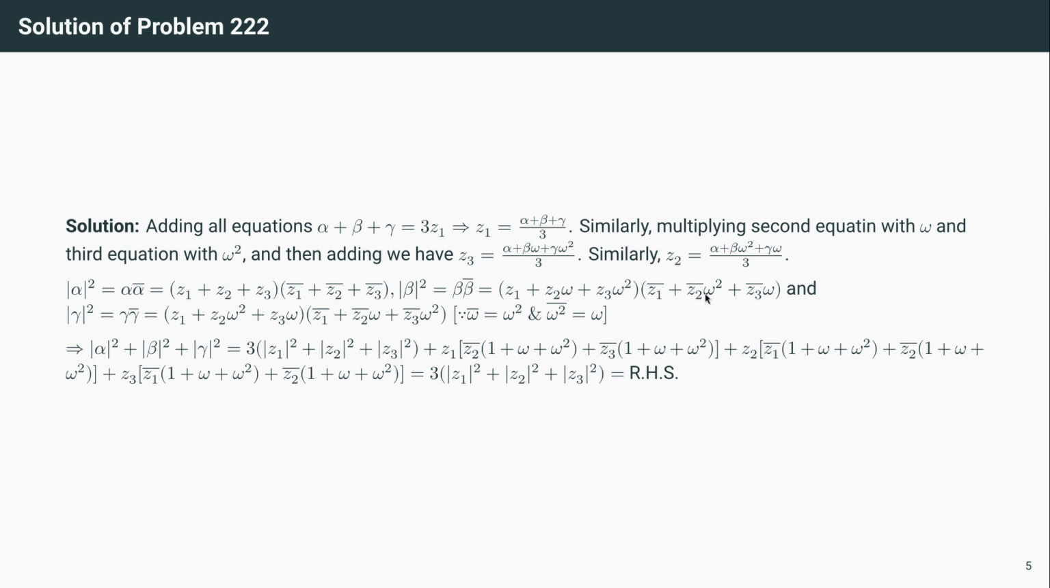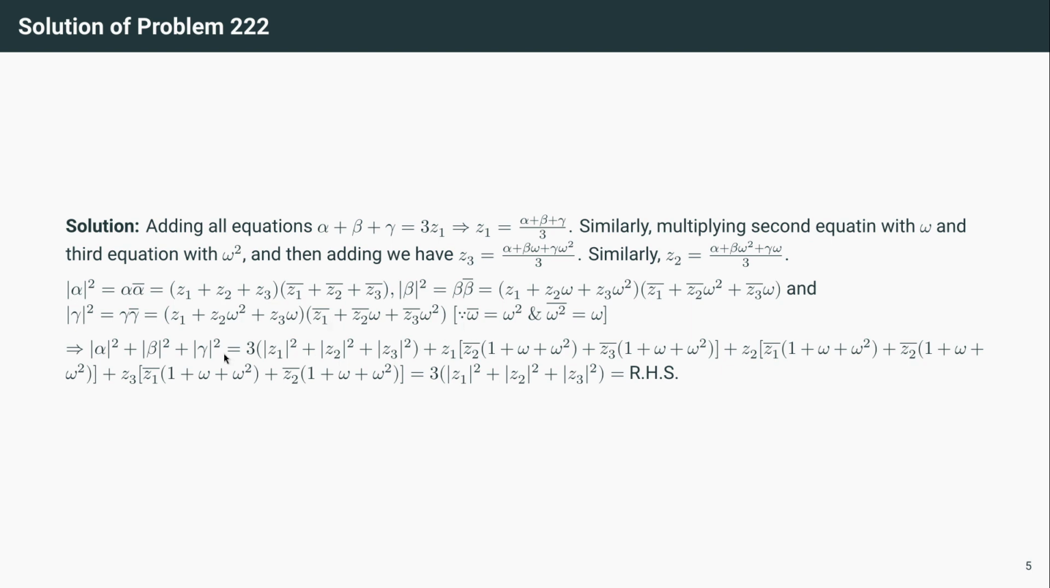Now you have to be careful here. When you take bar on omega, it becomes omega square because omega square is the complex conjugate of omega and vice versa, both ways. And so the omega square will become omega. And similarly for mod gamma square, we have this.